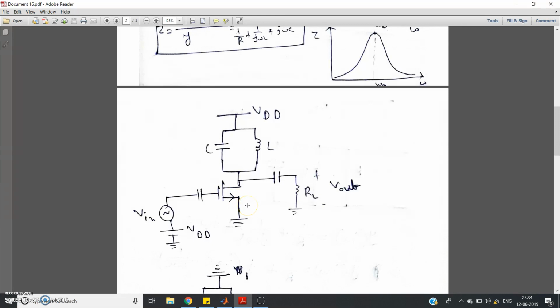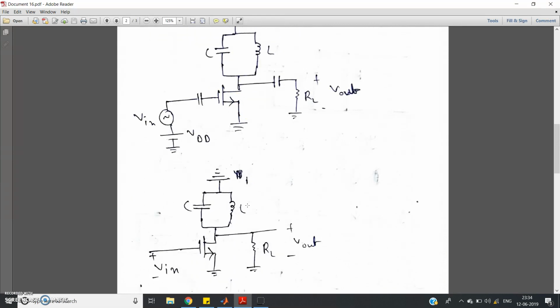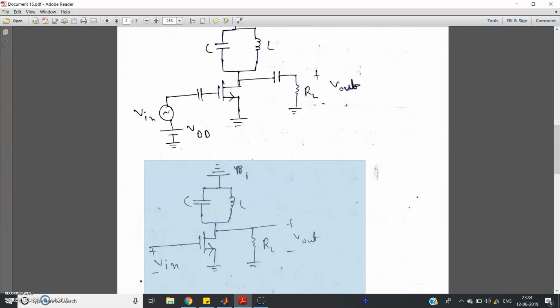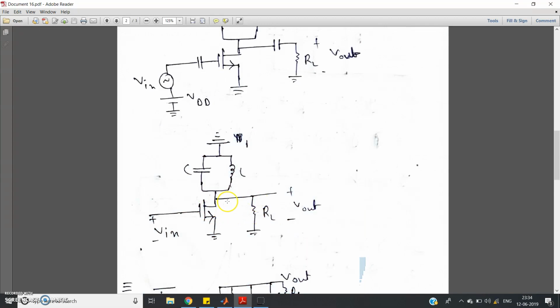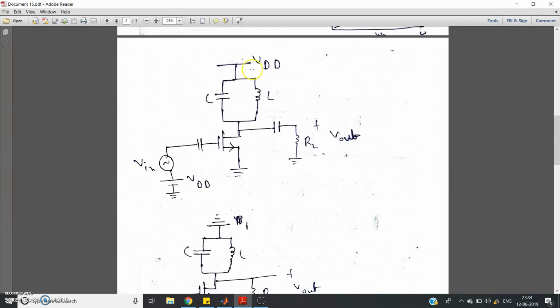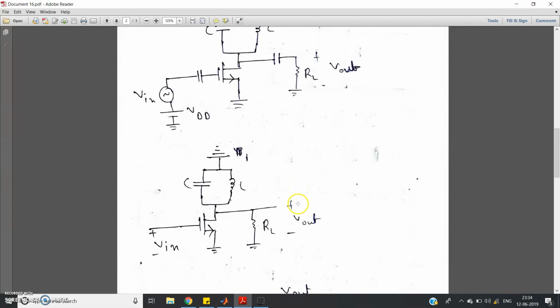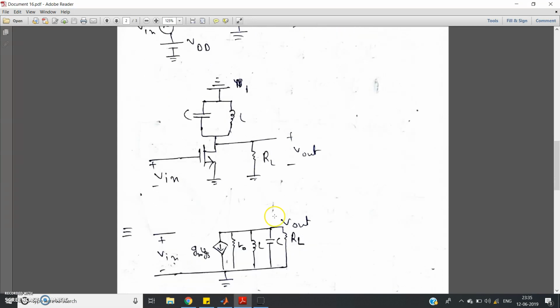Again, to keep the explanation simple, our new modified circuit will look like this, where RL is there, the coupling capacitors are short circuited, Vin is the AC source, and this capacitor and inductor are connected to the ground here. What we have done is just replace VDD by ground and short circuit the capacitors, as we generally do in AC analysis. Now we replace this NMOS by its small signal equivalent model, and see, Vin is applied at the gate. So Vin is basically VGS.